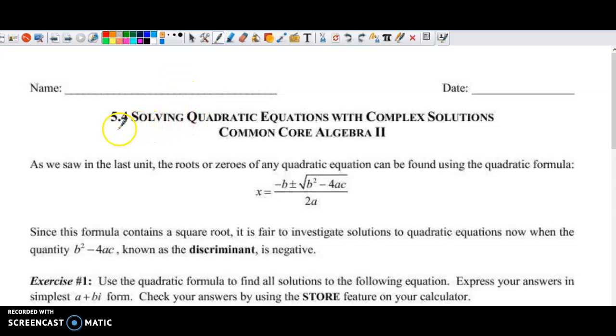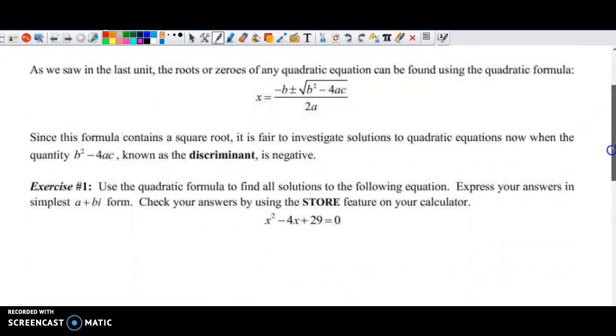So what we're going to do now is combine together the section where we did quadratics with the quadratic formula with complex solutions. So just kind of a heads up. Sometimes we'll use this letter D for discriminant, and that is the value that's underneath the square root.